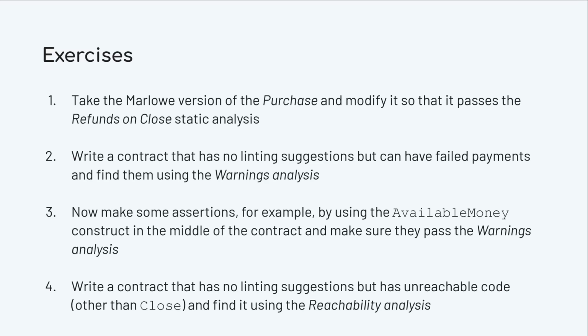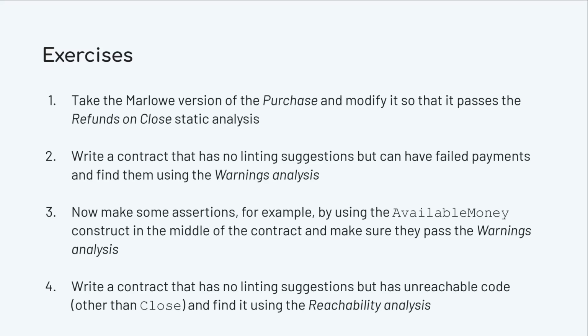Second exercise is to write a contract that has no linting suggestions but can have failed payments. As we know, linting can find some obvious failed payments. So the task is to write a contract which is complicated enough that the linting cannot find any problems, but static analysis can still find a failed payment. And I would suggest checking in the simulator that you can reproduce the failed payment that the static analysis found.